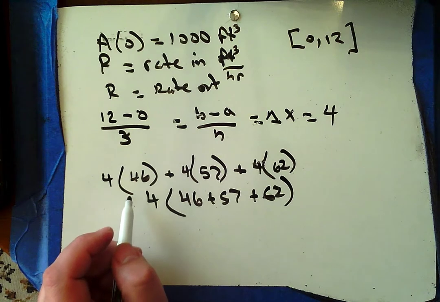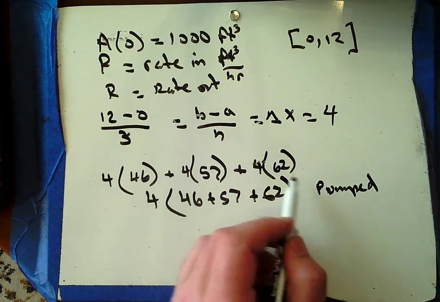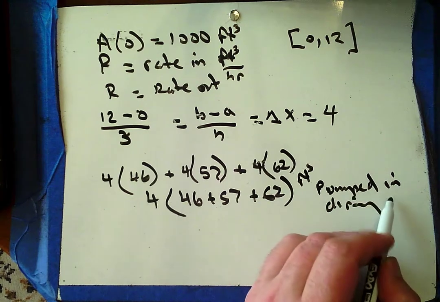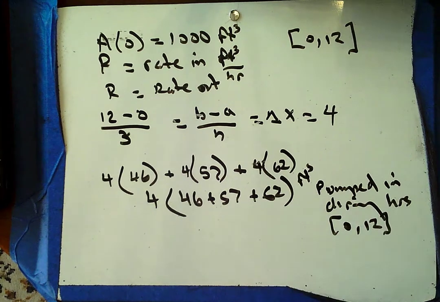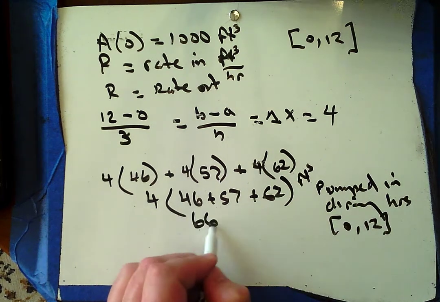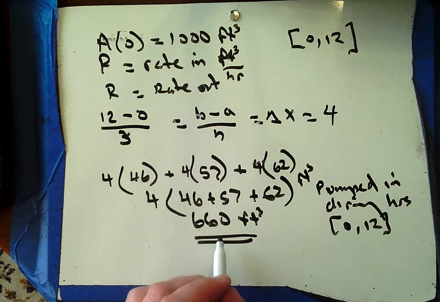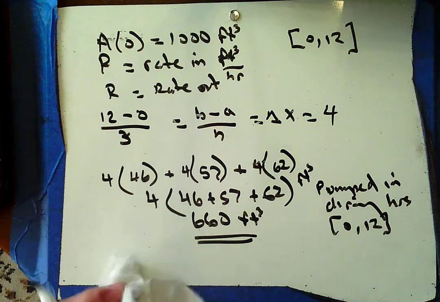This represents the total amount that was pumped in during the 12 hours. What are my units? Hours. Pumped, and these are cubic feet pumped in during the hours from 0 to 12. Okay, if you want an actual number for this, I got 660 cubic feet. And I find I often have to use a number like this later on in the problem, so to me it's worth figuring this out. And I'm given a calculator, so it's not that big a deal.